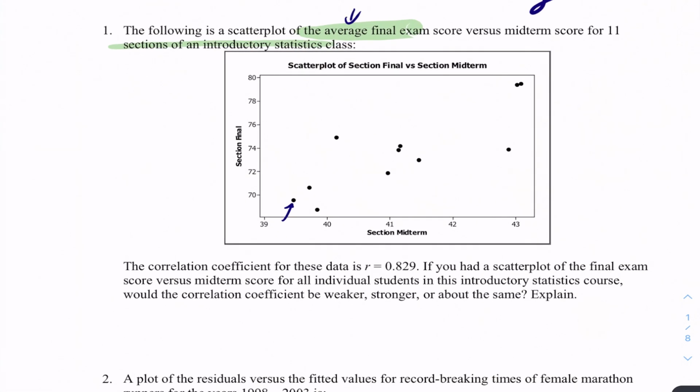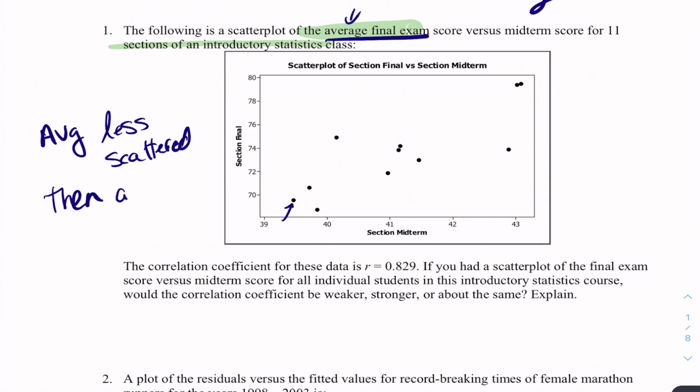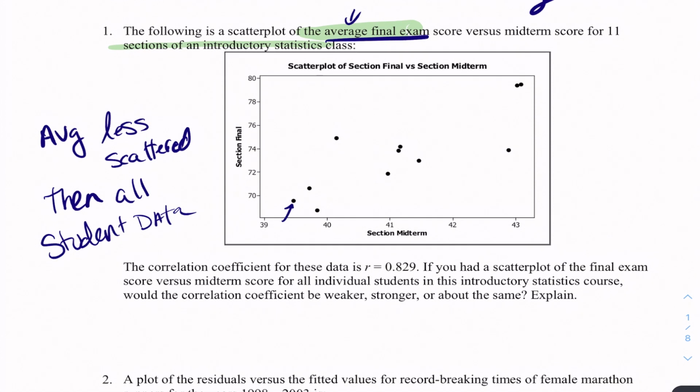So if this says average final exam, we should think averages are less scattered than all student data points. Now, if we put that together, it says the correlation coefficient of these data is R equals 0.829, or it's a pretty strong, more moderately strong to strong, positive linear association.